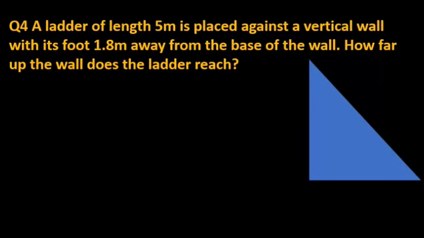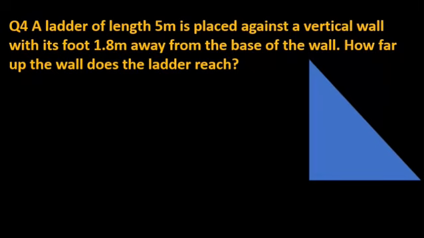A ladder of length 5 meter is placed against a vertical wall with its foot 1.8 meter away from the base of the wall. How far up the wall does the ladder reach? This is the question. We apply Pythagoras theorem. What is the Pythagoras theorem? C square is equal to A square plus B square. And what is the value of C? C is opposite the 90 degree, so this is the hypotenuse.